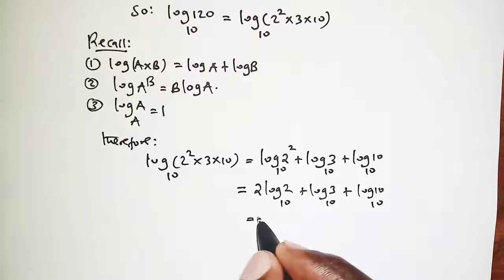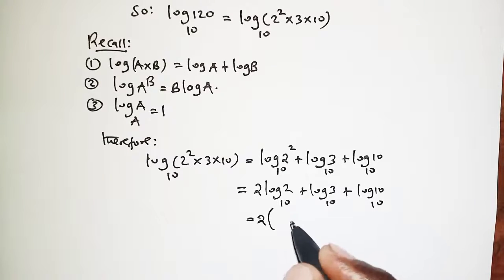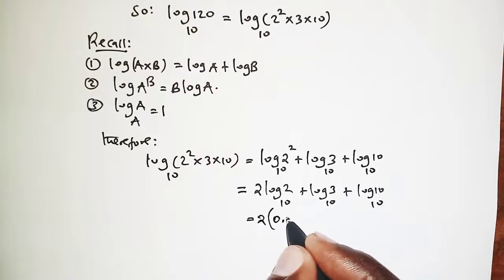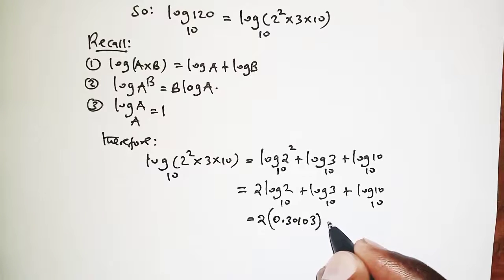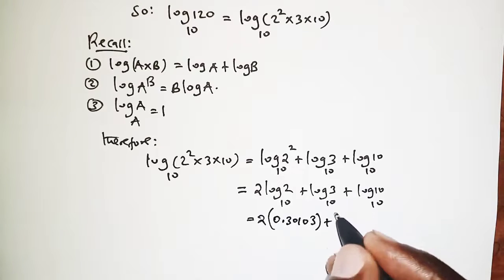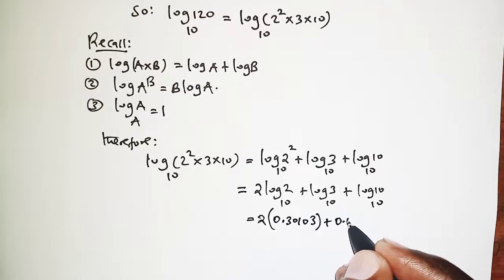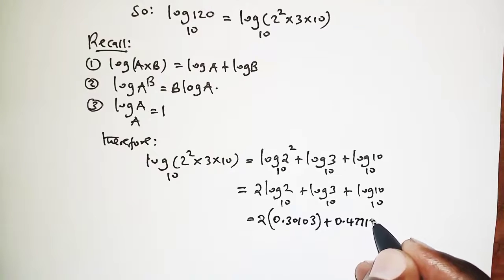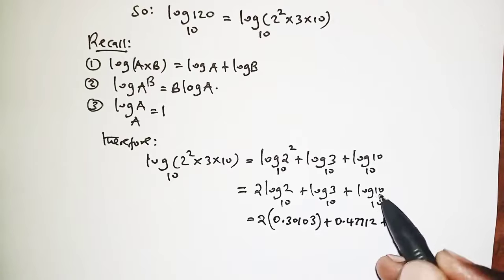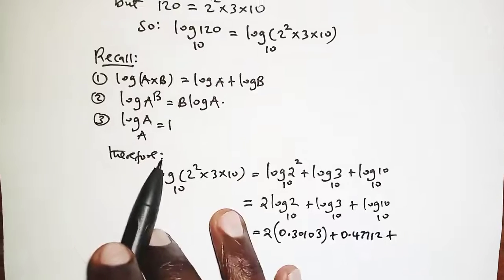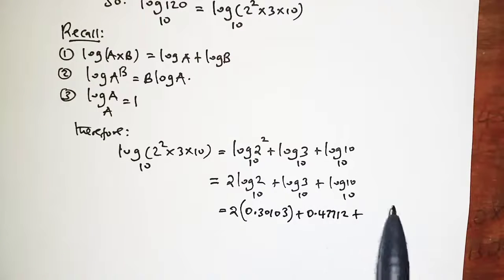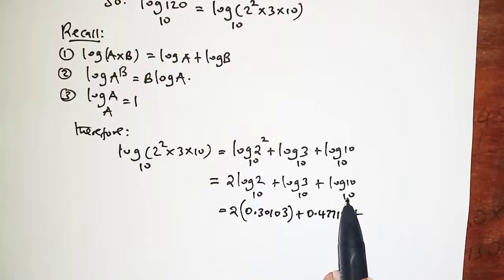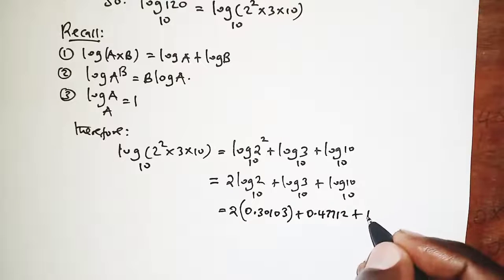So here we have twice logarithm of 2, and logarithm of 2 we were told is 0.30103 plus logarithm of 3, which we were also told is 0.47712 plus, now logarithm of 10 to base 10, we are simply going to apply this. Logarithm of a to base a is 1, so here we have logarithm of 10 to base 10, so that is 1, so we add 1.